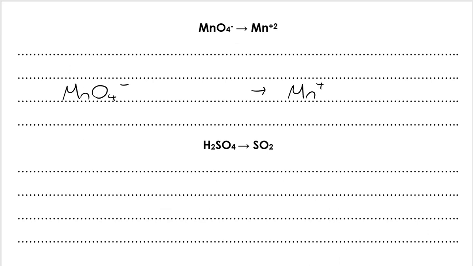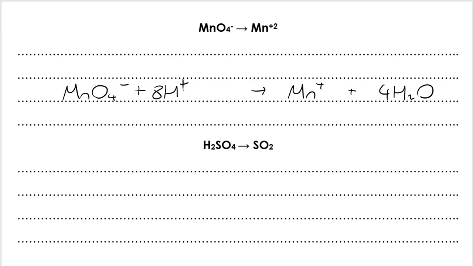So in terms of rule 1, the species with a variable oxidation state, manganese, is the same, so I don't need to balance it. So I need to balance the oxygens. I do that by adding 4 waters on the right hand side. I now need to balance the hydrogens. I do that by adding 8 hydrogens on the left.